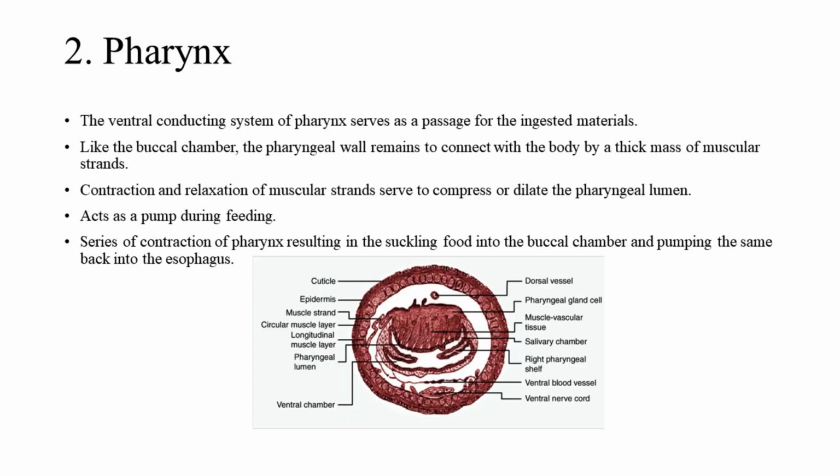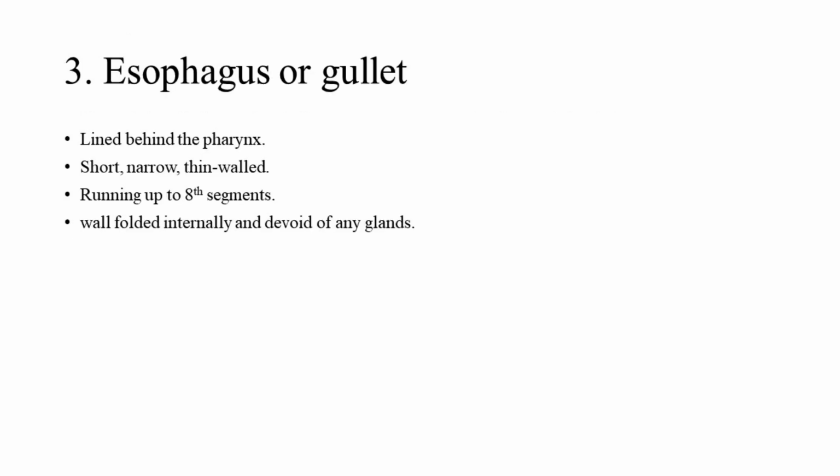The ventral conducting system of the pharynx serves as a passage for the ingested materials. Like the buccal chamber, the pharyngeal wall remains connected with the body by a thick mass of muscular strands. Contraction and relaxation of the muscular strands serve to compress or dilate the pharyngeal lumen. It acts as a pump during feeding. A series of contractions of the pharynx results in sucking food into the buccal chamber and pumping the same back into the esophagus.